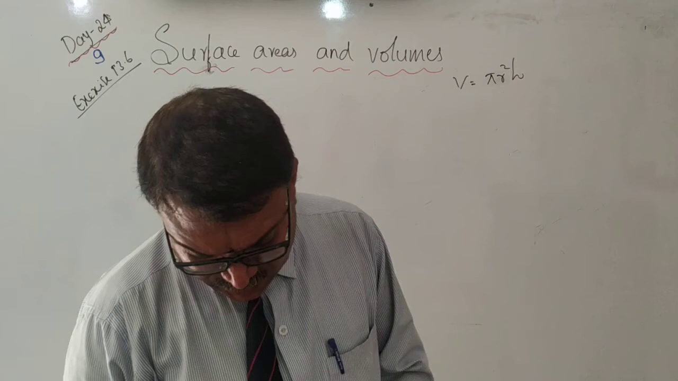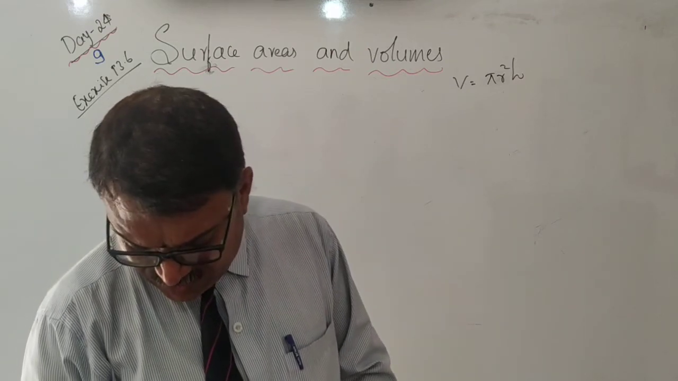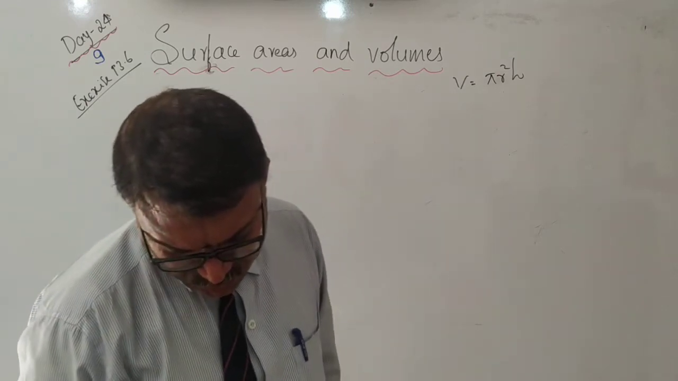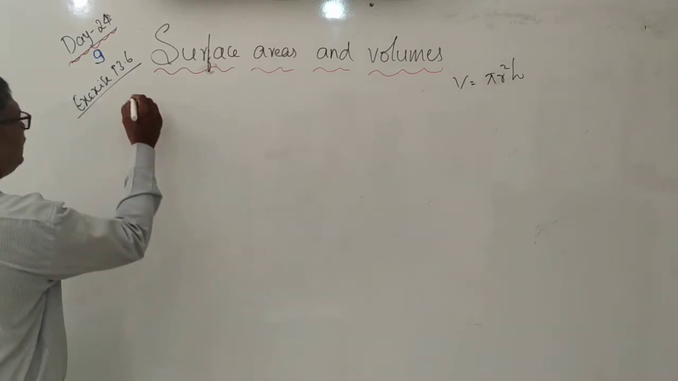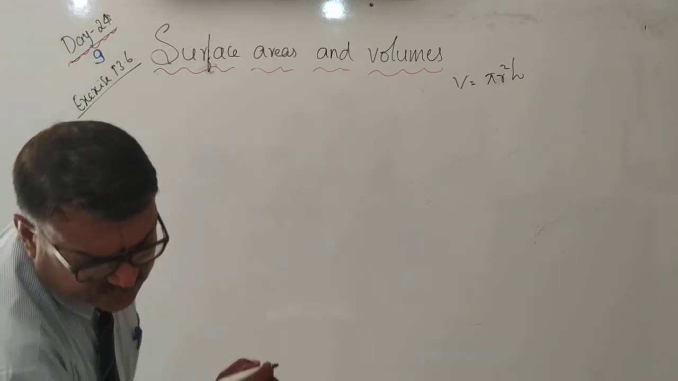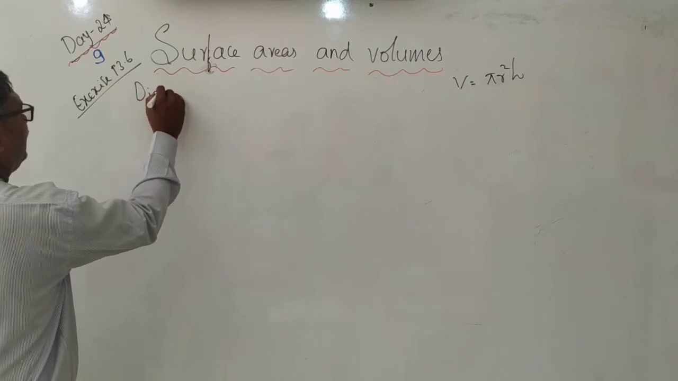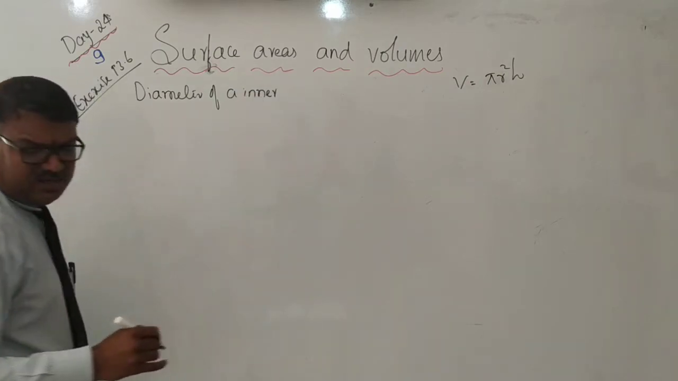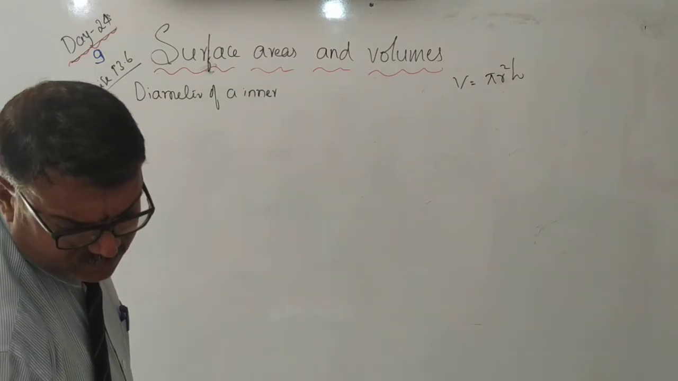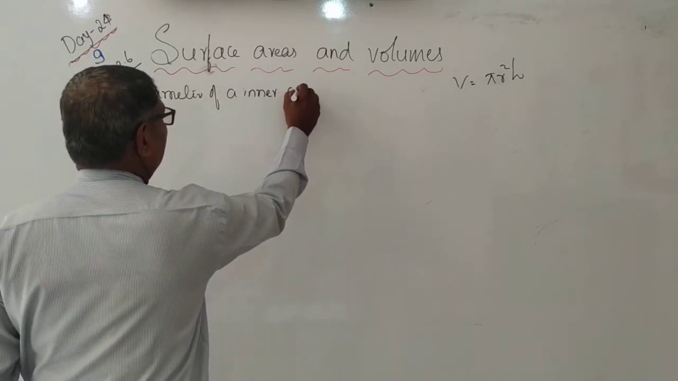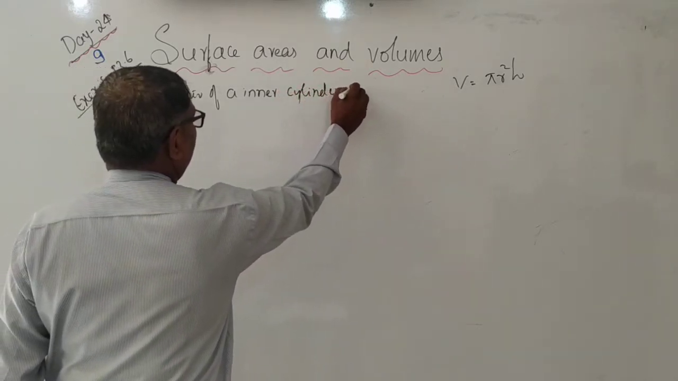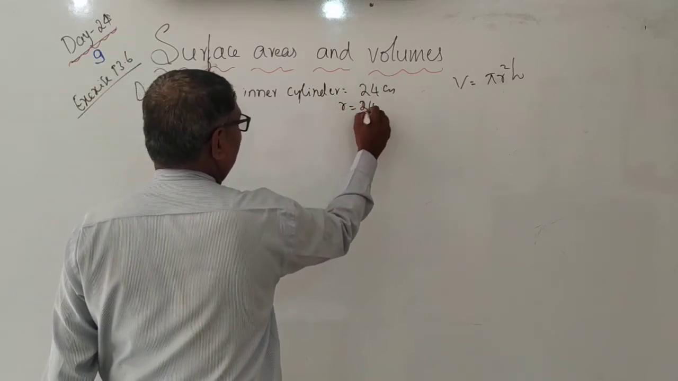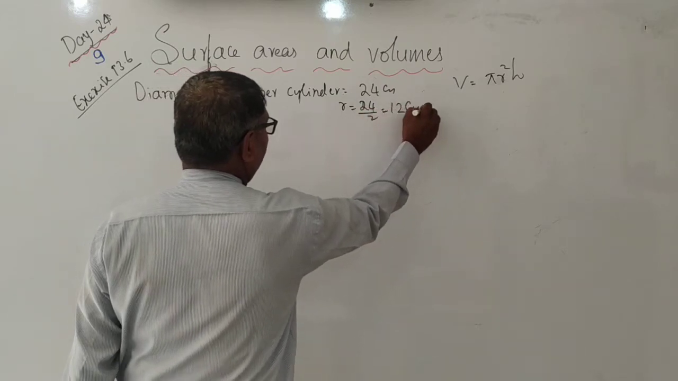Next problem. The inner diameter of a cylindrical wooden pipe is 24 centimeter. Yes. Right? Diameter and radius. Diameter of the inner cylinder is equal to 24 centimeter. Therefore, radius equals 24 divided by 2, which is nothing but 12 centimeter.